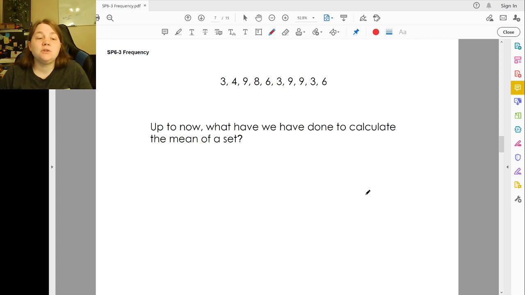So we can also use this information to find the mean. We used to add up all the numbers and then divide by the amount of numbers that we added. So we would add 3 plus 4 plus 9 plus 8 plus 6 plus 3 plus 9 plus 9 plus 3 plus 6. Then we would divide by 1, 2, 3, 4, 5, 6, 7, 8, 9, 10. We would divide by 10.